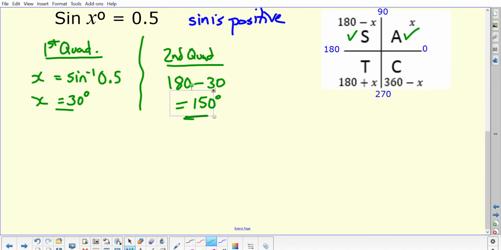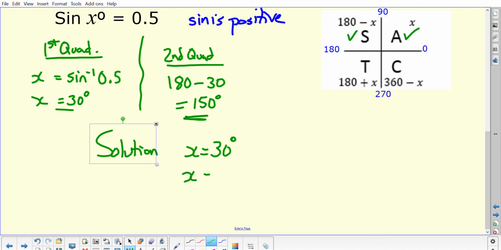So your two solutions, or your final solution, you need to list both of those, so you get x equals 30 and you get x equals 150 degrees. Those are your two solutions, and you can check on your calculator. If you press sine of 30 you will get 0.5. If you press sine of 150 you'll also get 0.5, but this one you needed to work out, and this is why you need to know these connections.